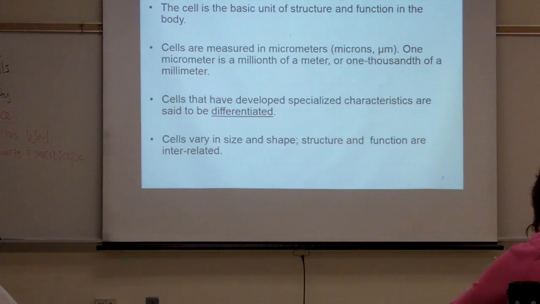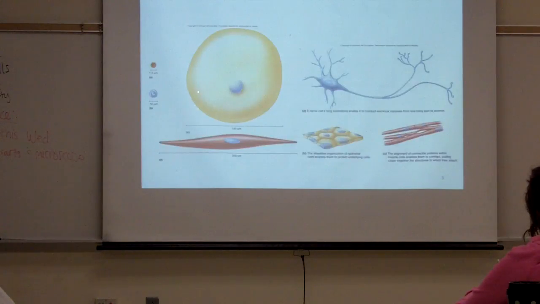So cells vary in size and shape, structure and function are interrelated. What the heck does that mean? That means when you see interrelated, the structure of this kind of tells you about what its function is. It's one huge storage circle. Okay, so it's going to store a bunch of carbohydrates and triglycerides. What kind of cell would this be? Fat cell. A fat cell because it's big, it's round, and it holds stuff.